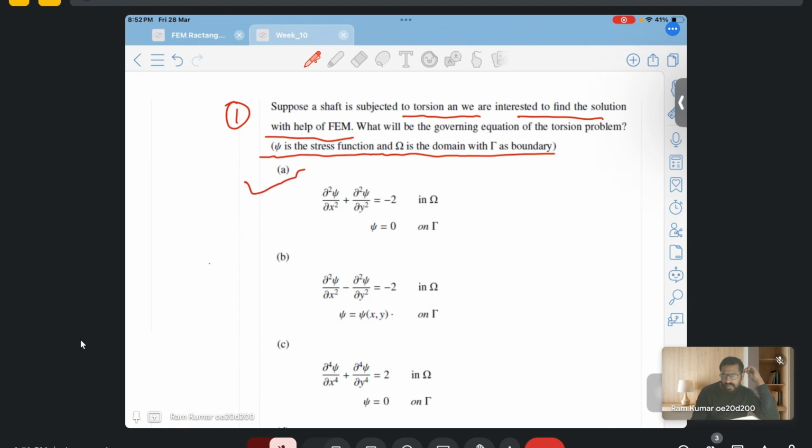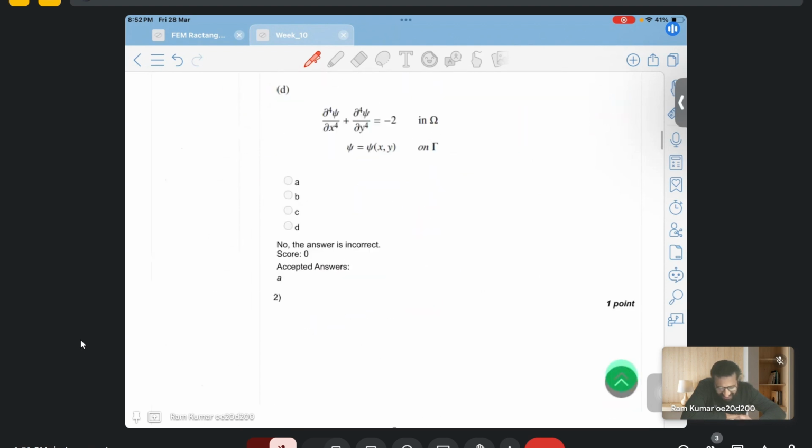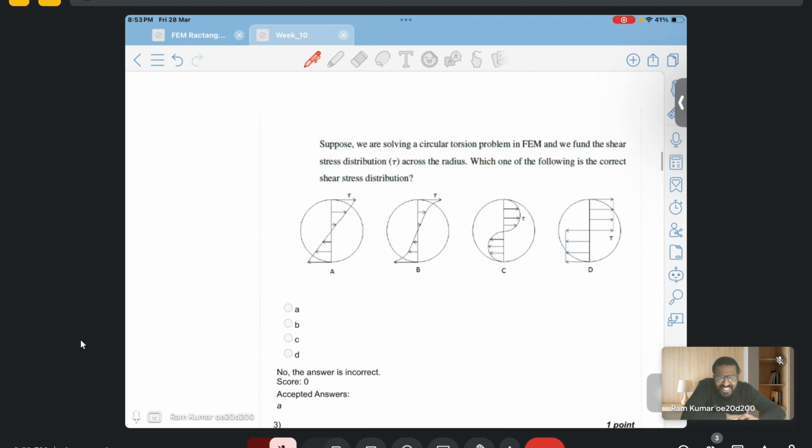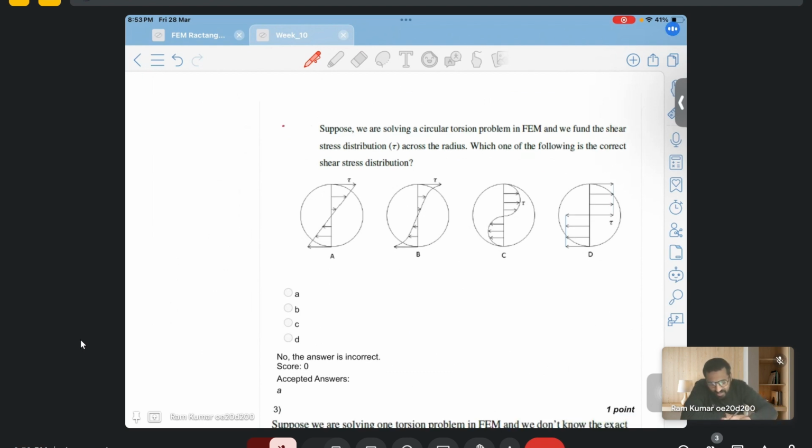Sir, in that heat conduction equation, we put that and simplify it, so F will be -2. And on the boundary it will satisfy the condition, so it will be 0 on the boundary. Yeah, good. No need to teach you. Then coming to the next. Actually, I have learned all this from video lectures. Okay, so this is question number two.